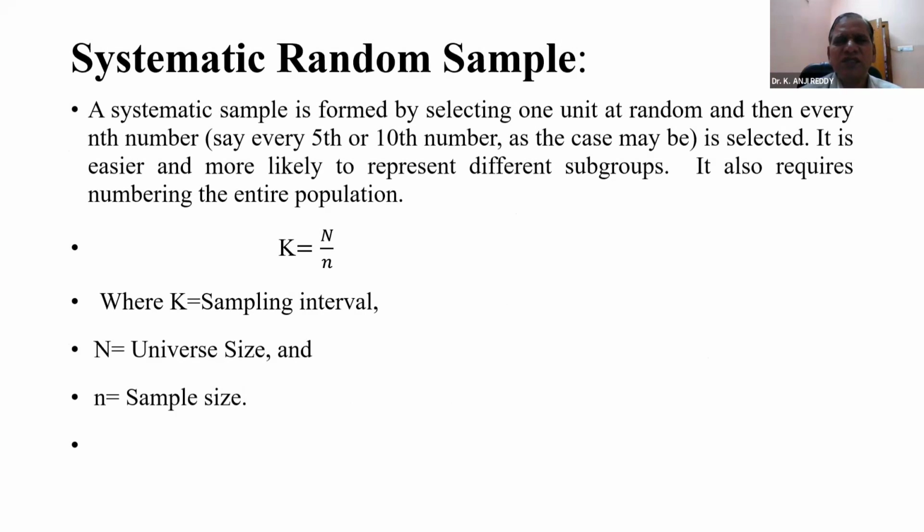What you do is, for the population, you make a list and assign numbers, from which you have to select the sample. Let us say you have a population of 1,000. From the 1,000 population, you have to select a sample. How much sample? Let us say 10 samples have to be selected.